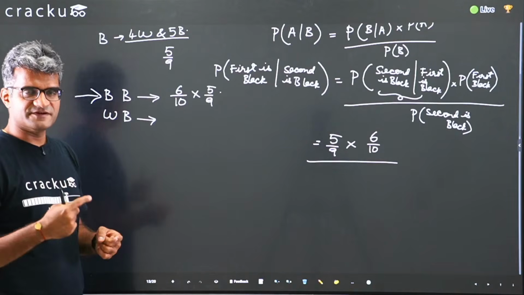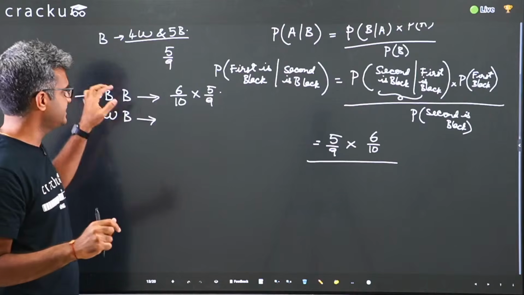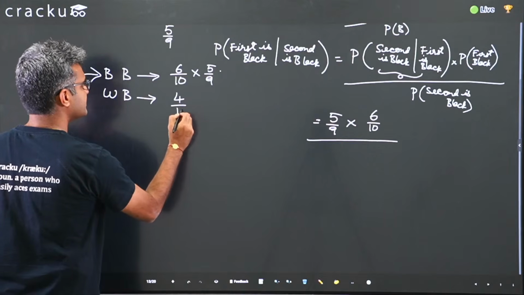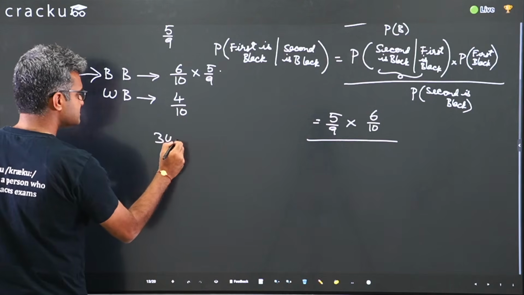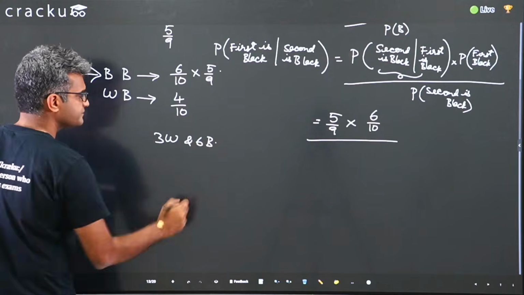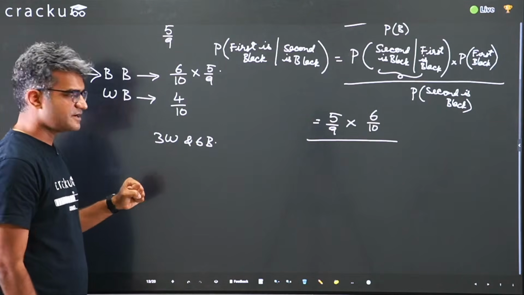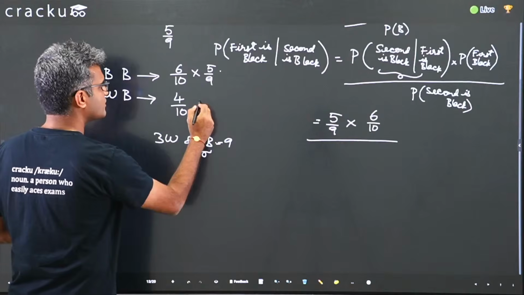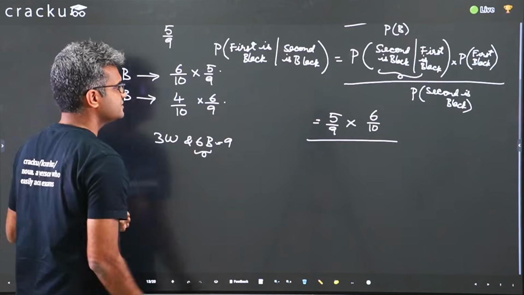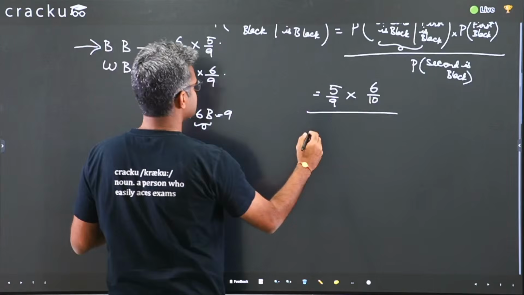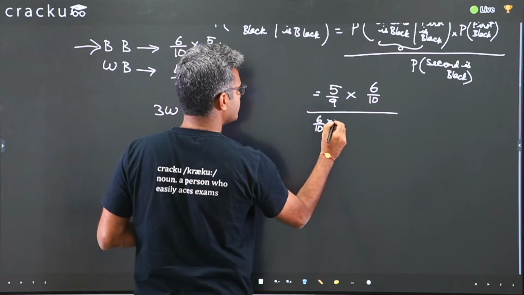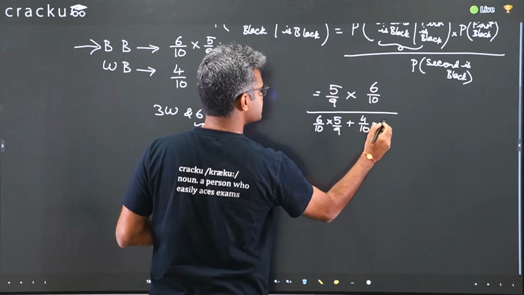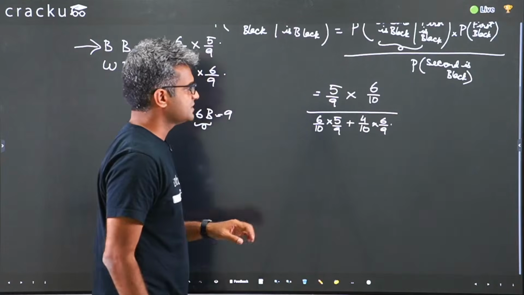In the second case, where the first ball is white, the probability that the first ball is white, we have already discussed, it is 4 by 10. And once the first ball is white, we are left with 3 white balls and 6 black balls. Now what is the probability that the second ball is black? The total number of balls is 9. From that, there are 6 black balls. So the required probability is 6 by 9. So overall, the total probability will be 6 by 10 into 5 by 9 plus 4 by 10 into 6 by 9. This is basically the probability.